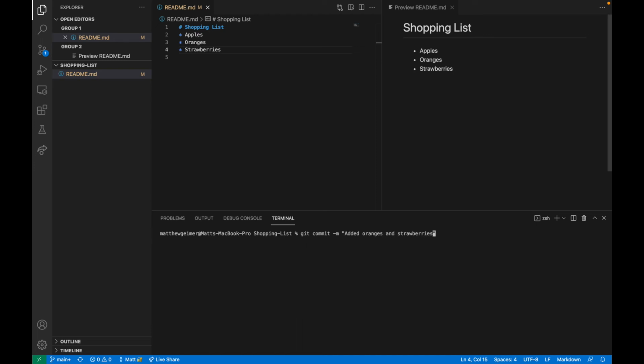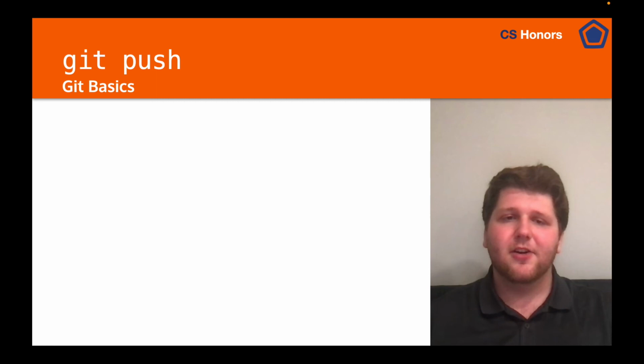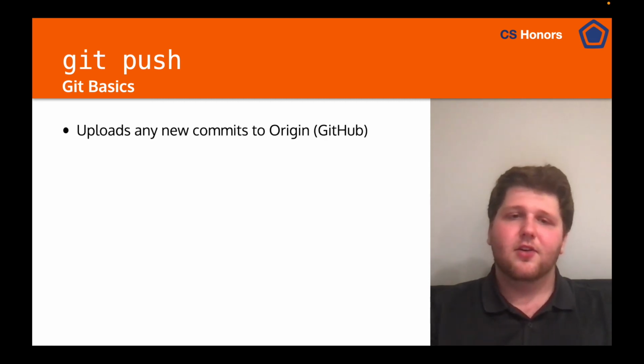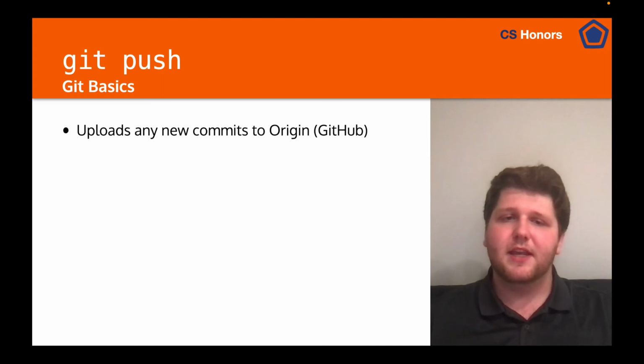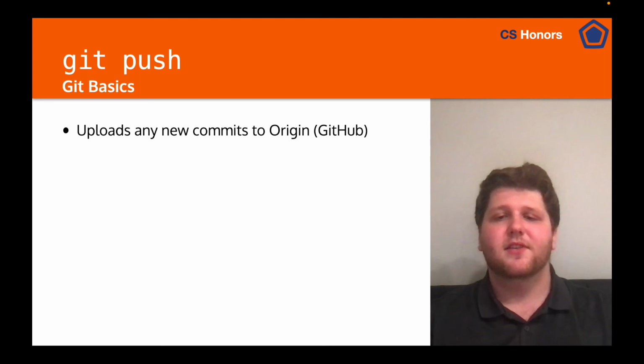There we go. And once we hit enter, it will now add that commit, and we can now push it back up to GitHub. So let's take a look at what that needs to do. All right, so now that we've made our commit, let's make sure that we're able to push it to GitHub, right? And so what we can do is run the git push command to upload any new commits to Origin, which is GitHub.